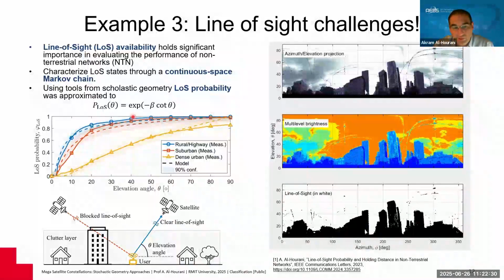And what we showed in this model, by the way, was derived based on pure geometry. It follows a very simplified relation here. As you see, it's a function of theta, where theta is the elevation angle. The higher the elevation angle, the better the line of sight probability. And of course, it also depends on whether it's rural, suburban, or urban. So urban has the lowest, and rural will have the highest line of sight probability.